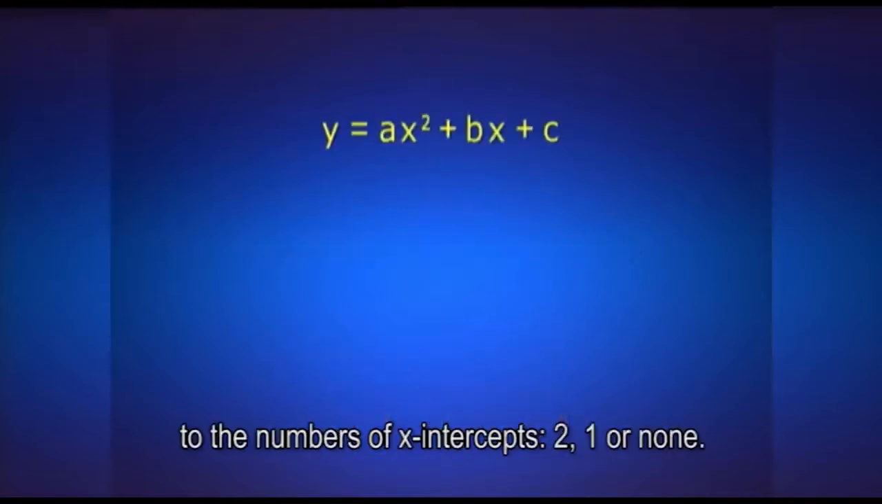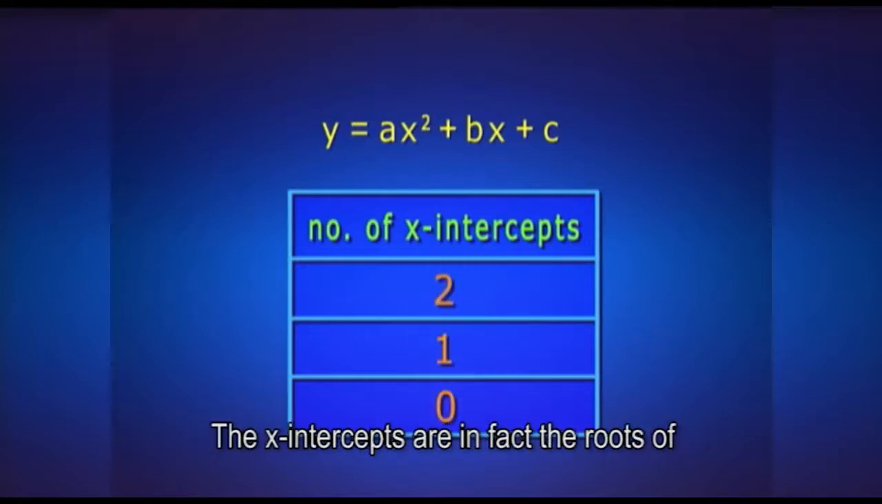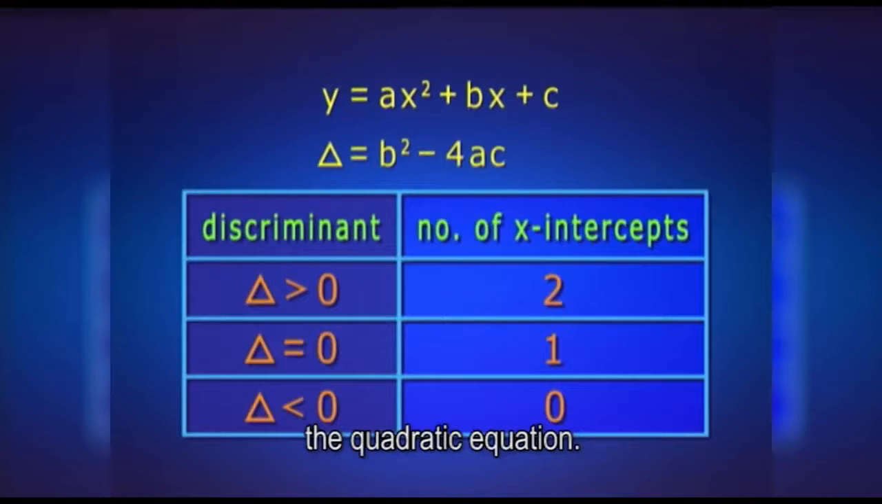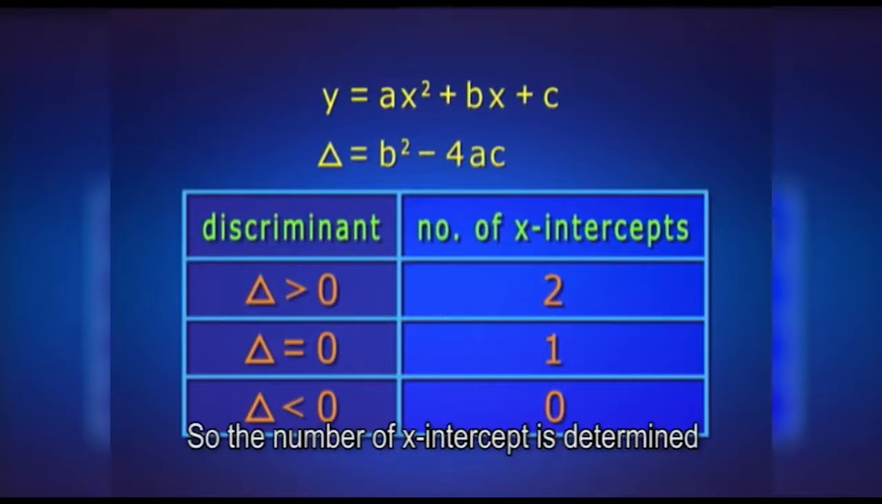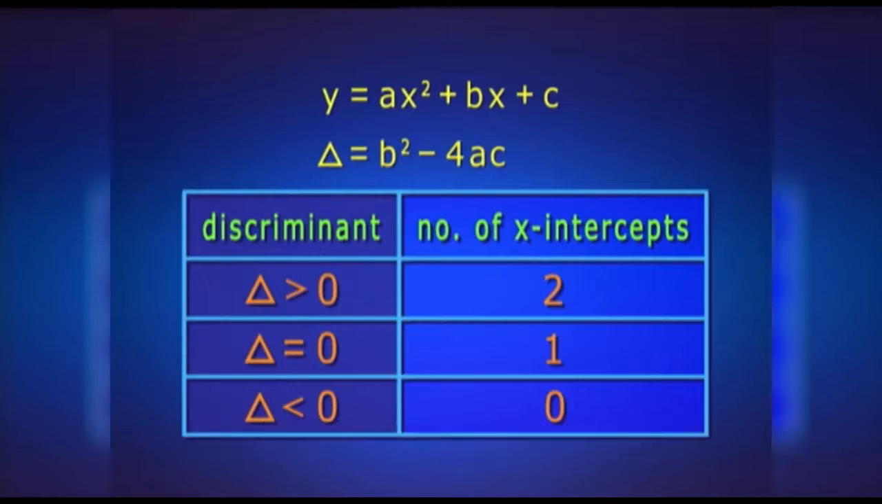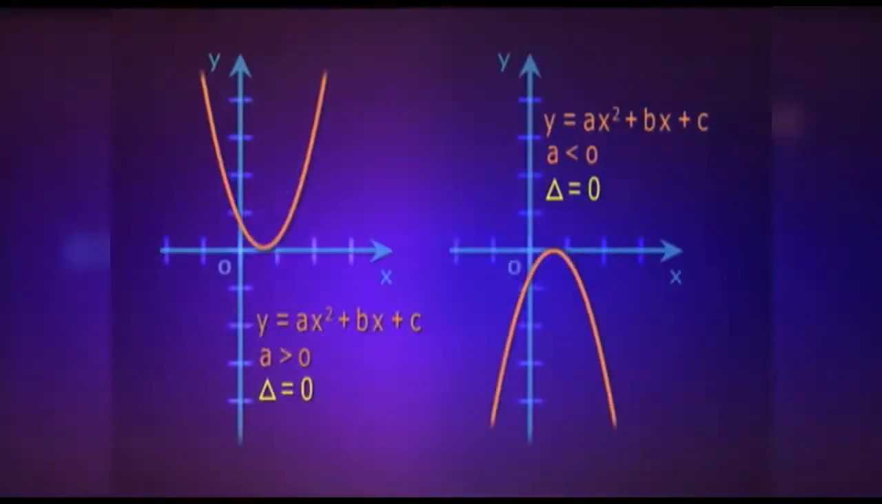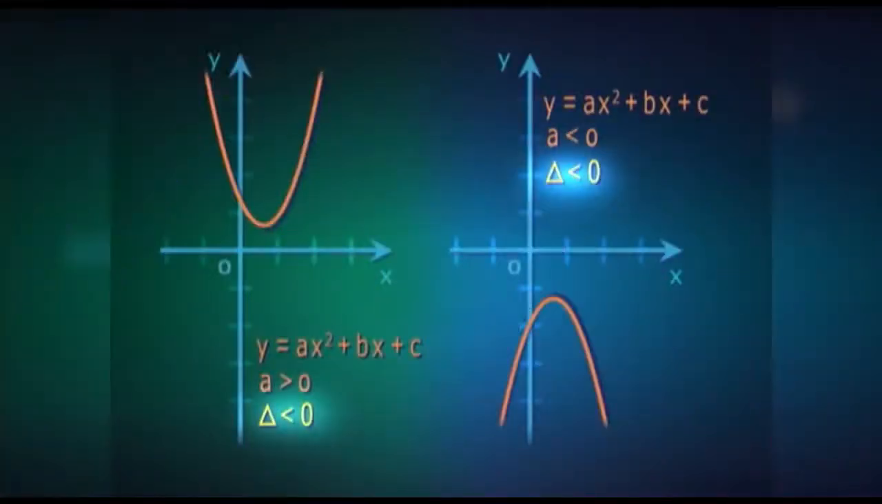Whether the direction of opening of the parabola faces upwards or downwards, there are 3 possibilities for the number of x-intercepts: 2, 1, or none. The x-intercepts are in fact the roots of the quadratic equation, so the number of x-intercepts is determined by the discriminant of the quadratic equation. When the discriminant is greater than 0, there are 2 x-intercepts. When the discriminant is equal to 0, there is only 1 x-intercept. When the discriminant is less than 0, there is no x-intercept.